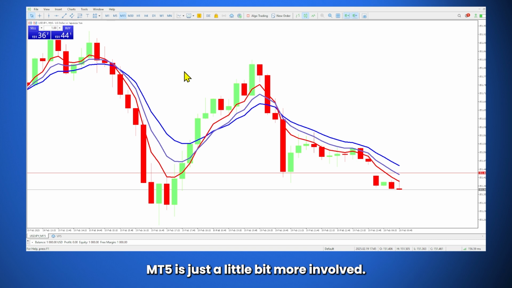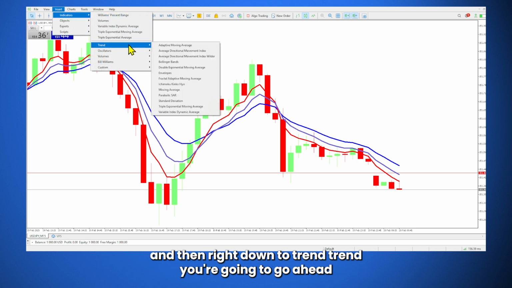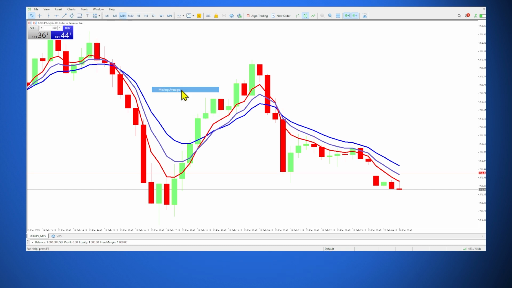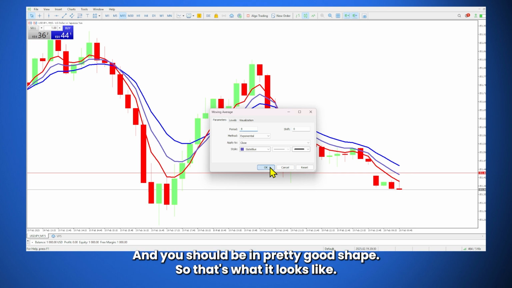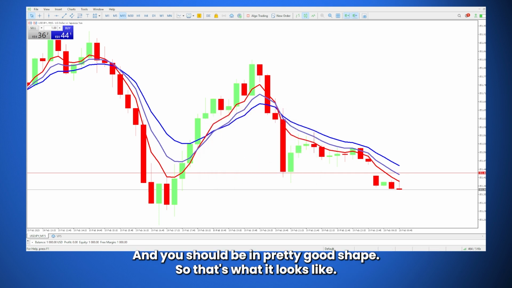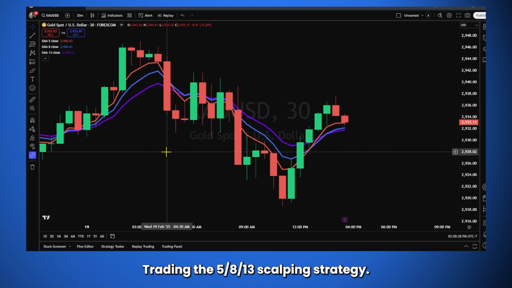MT5 is just a little bit more involved. You're going to go up here to insert, click insert, go to indicators, and then right down to trend. You're going to click on moving average, dial in your periodicity, and then also change the colors, and you should be in pretty good shape. So that's what it looks like. Let's go ahead and get started trading the 5-8-13 scalping strategy.